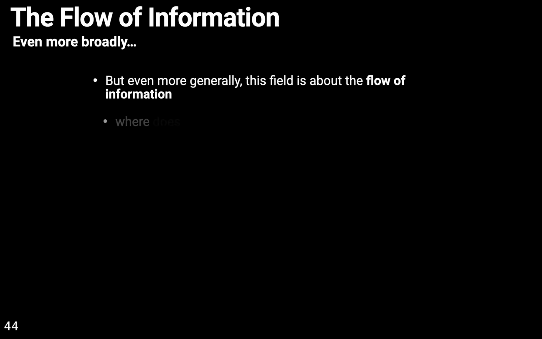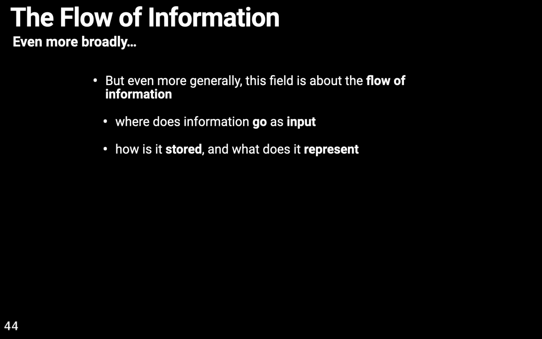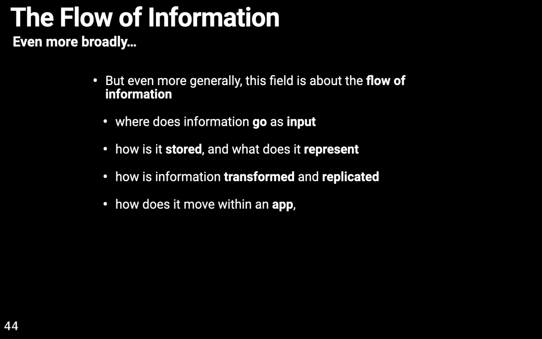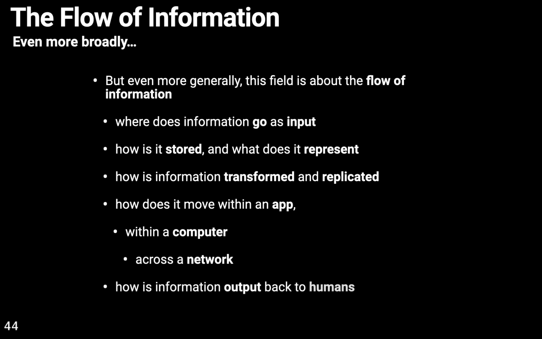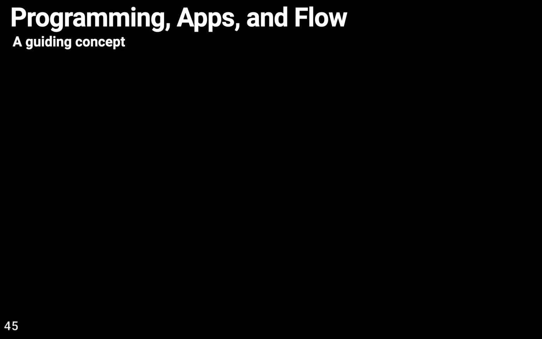Even more broadly, I would say that information science is about the flow of information. Where does information go as input? What things accept information? How is that information stored and what does it represent? How is it transformed and replicated, copied and pasted everywhere, right? How does it move within an app or within a computer or across a network of computers? And then also how is information output back to humans?